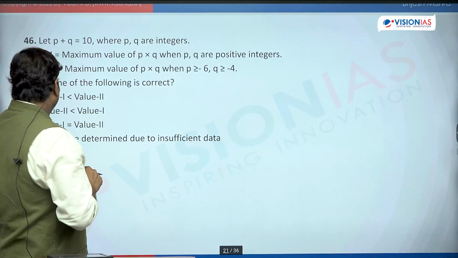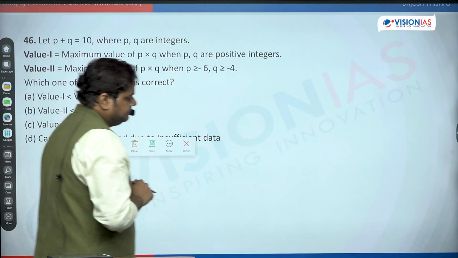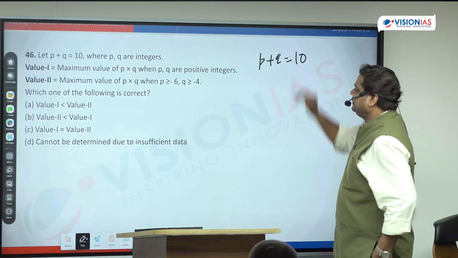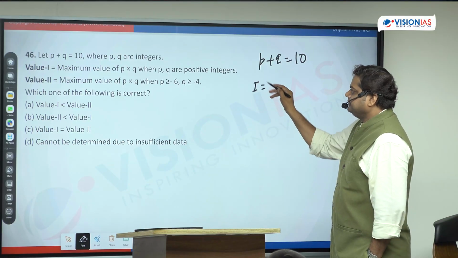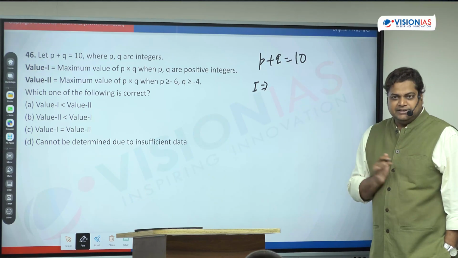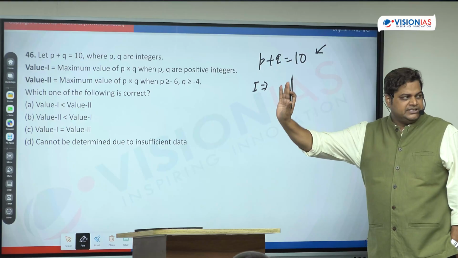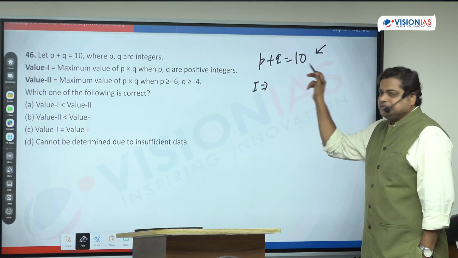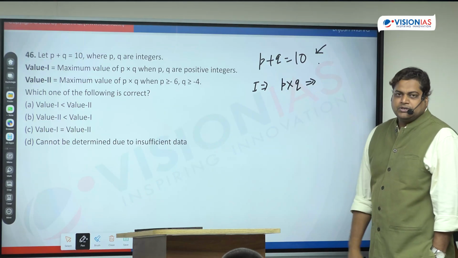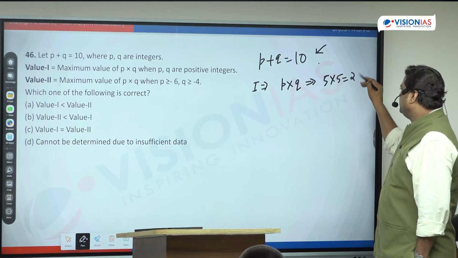Let p plus q is equal to 10, where p, q are integers. It is given p plus q is equal to 10. Value 1 is: maximum value of p into q when p, q are positive integers. When p plus q is equal to 10, this is related to previous year questions. When the sum of two values is equal to 10, what can be the maximum possible value of the product of these two numbers? When they are the same, that means 5 into 5, 25.